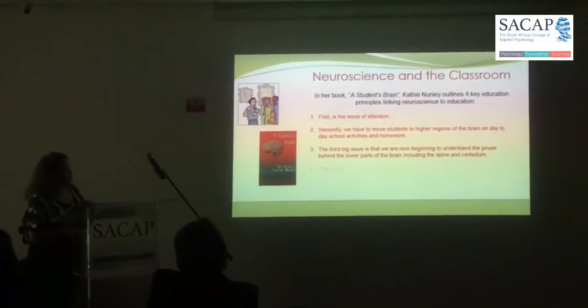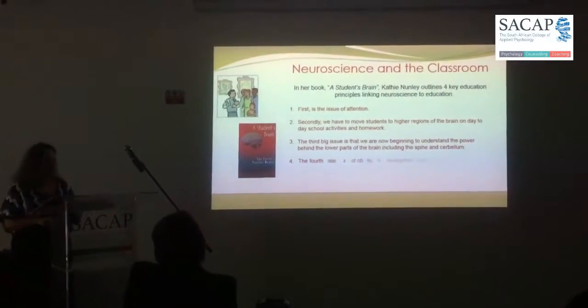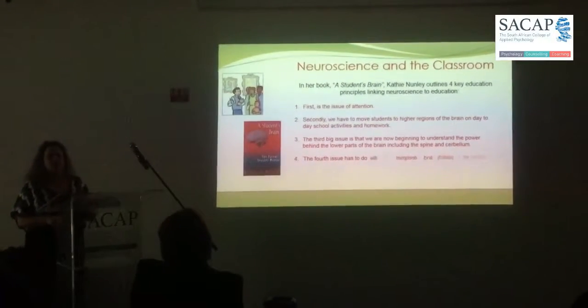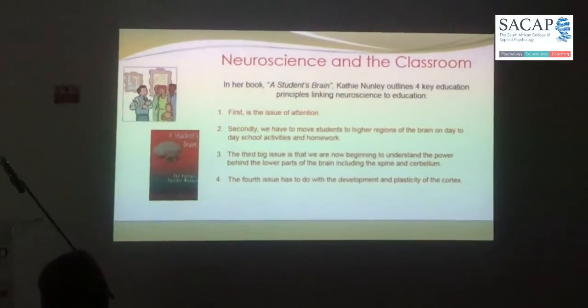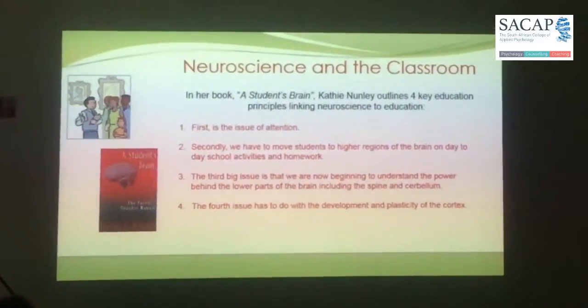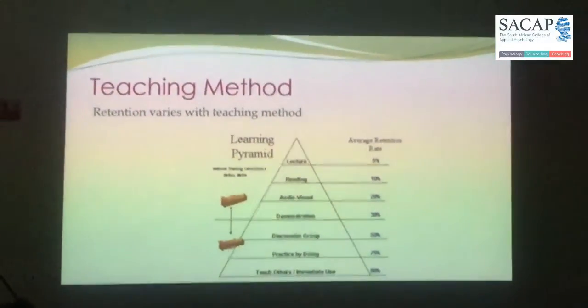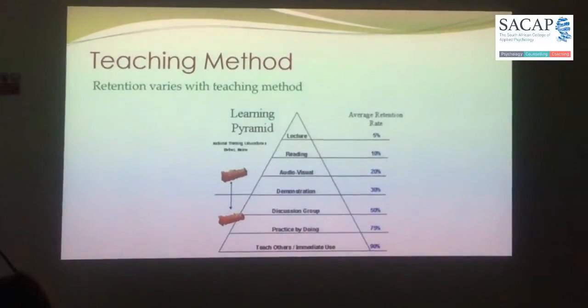The last point has to do with the development of plasticity and how the adult brain is a lot more plastic than we initially thought. So those are the four key points around brain research in the classroom setting. Now from that, you can extrapolate to the teaching implications.